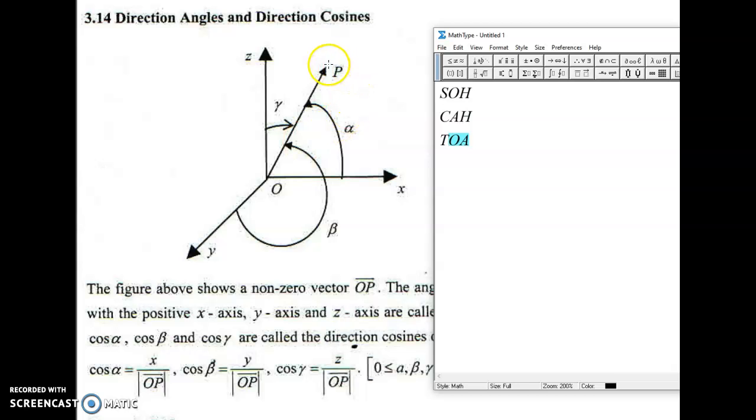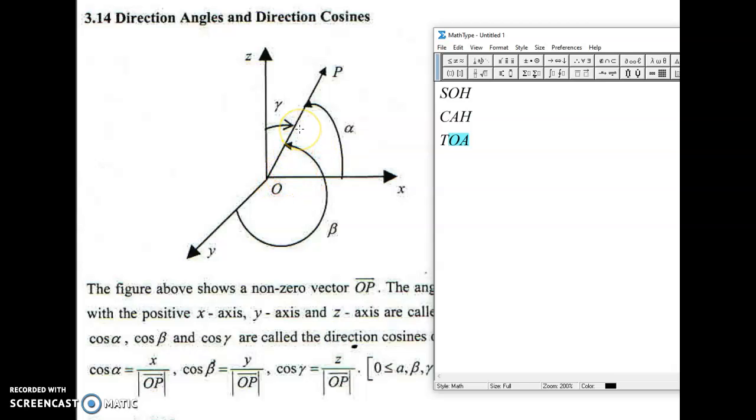Just imagine that you have a vector here. In trigonometry there are three things that you need to look for: the opposite, the adjacent, or the hypotenuse. The opposite is the information opposite from the angle. The adjacent is the information adjacent to the angle, and the hypotenuse is the length obtained from opposite and adjacent.